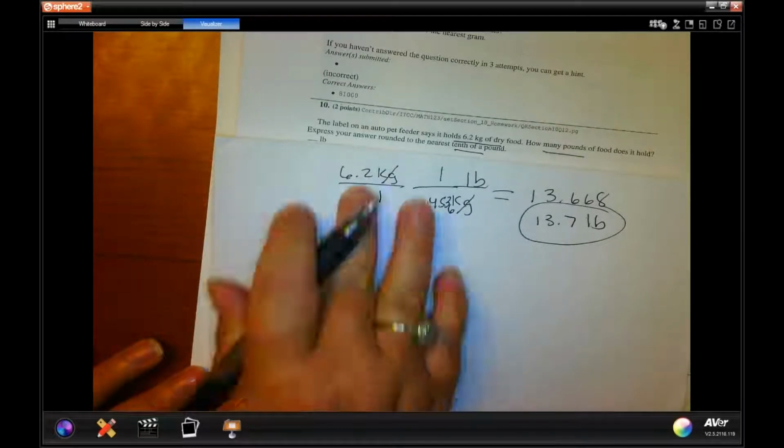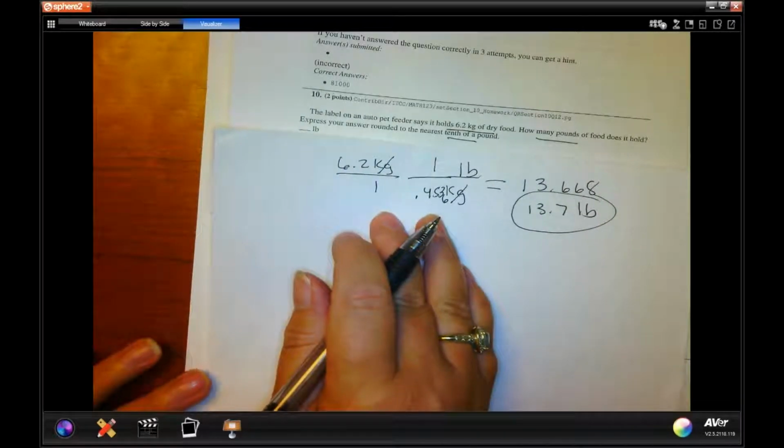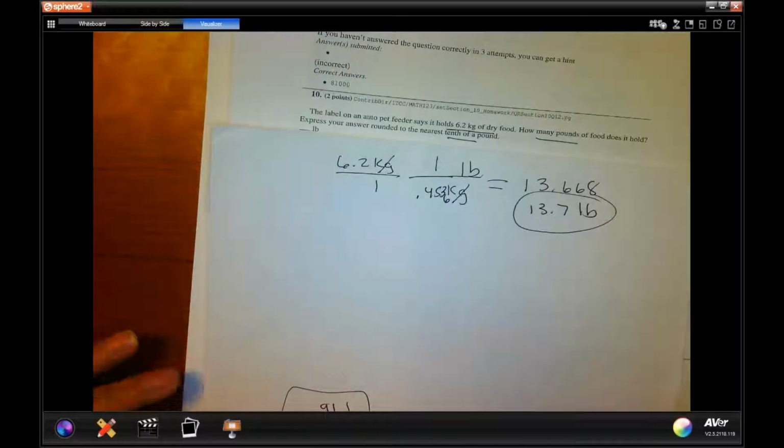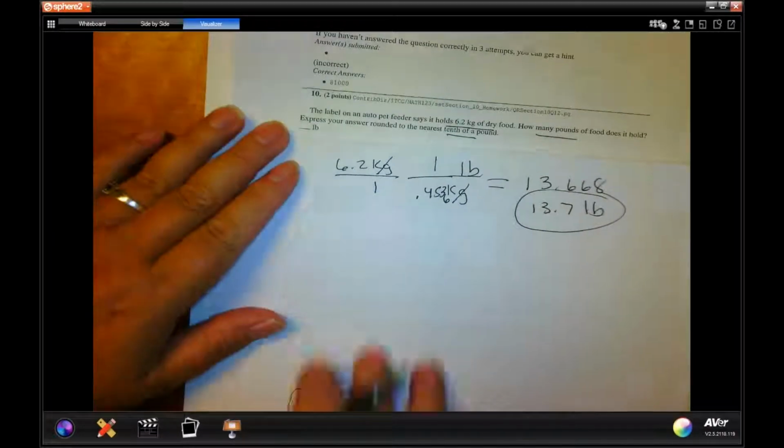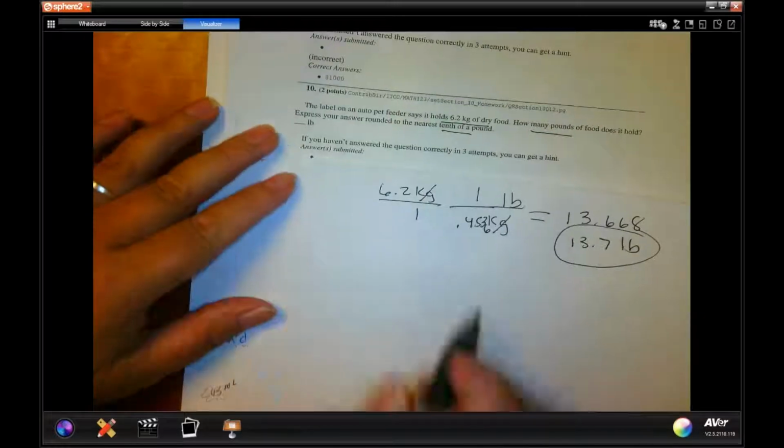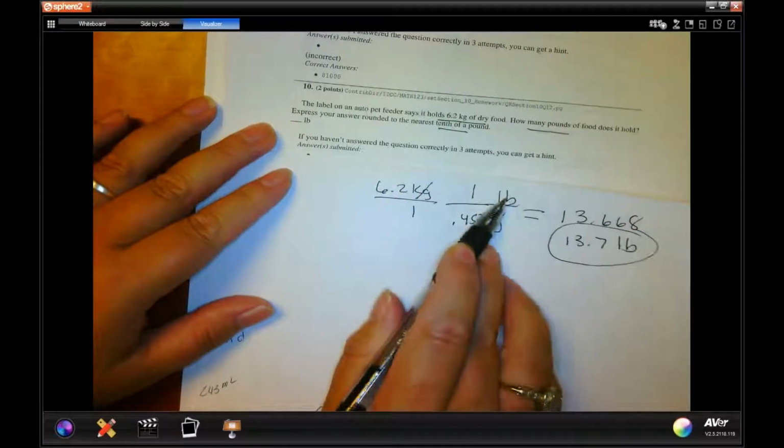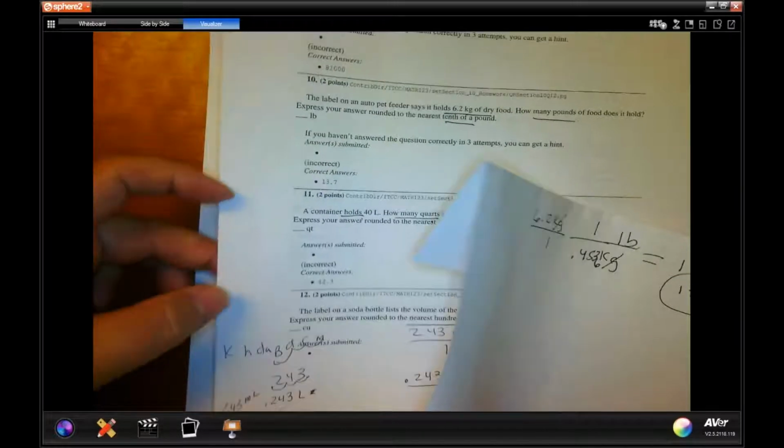Understanding factor label, you're just going to have to do this many, many times over and find a path to get to where you need to go. It's not always going to be that you have a conversion from kilograms to pounds. You're going to have to take several steps to get to where you're going.